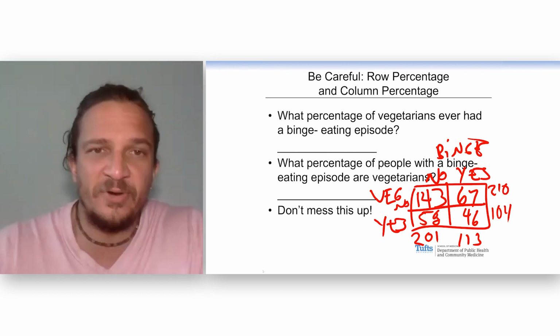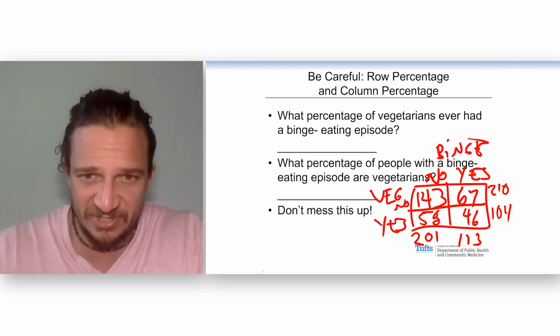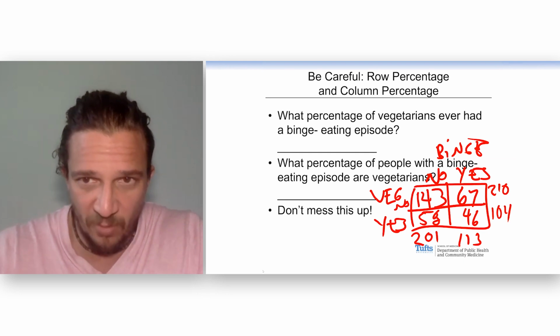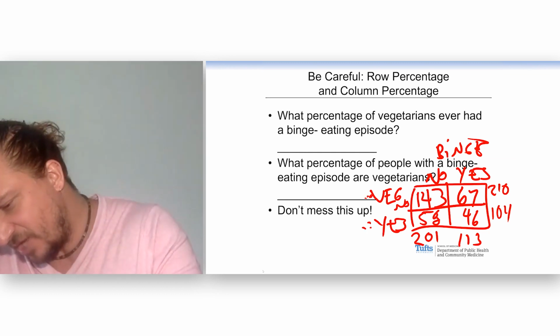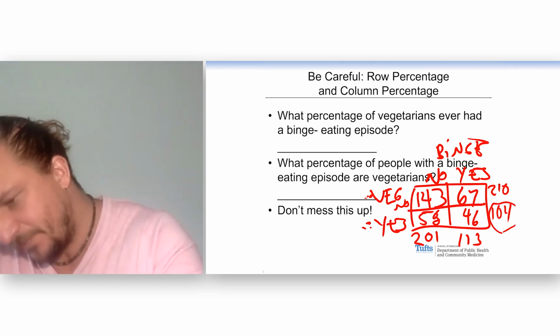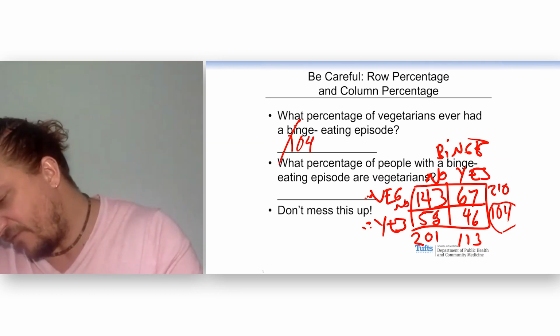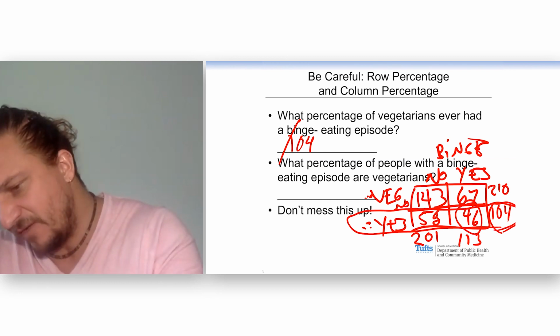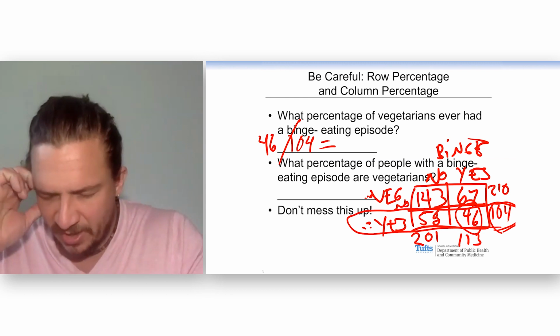So what percent of vegetarians ever had a binge eating episode? All right, well, I have to look. How many vegetarians do I have? Here's my vegetarian, yes, 104. So I have 104 vegetarians. Of that 104, when I look in this row, how many have had binge eating? 46. So 46 divided by 104.